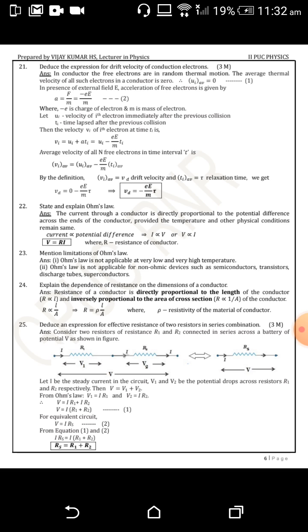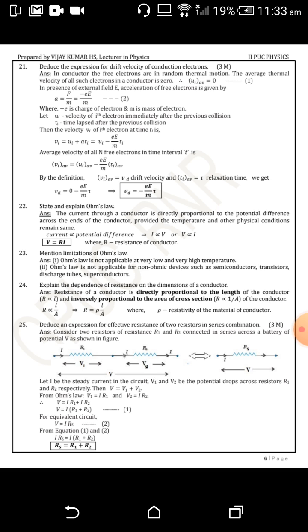As you know, if you take any conductor, the current flowing through that conductor is directly proportional to the potential difference across the ends of the conductor. That means as the potential difference increases, current also increases. And it is said, provided the temperature and other physical conditions remain the same. The temperature should remain constant, only in that case.